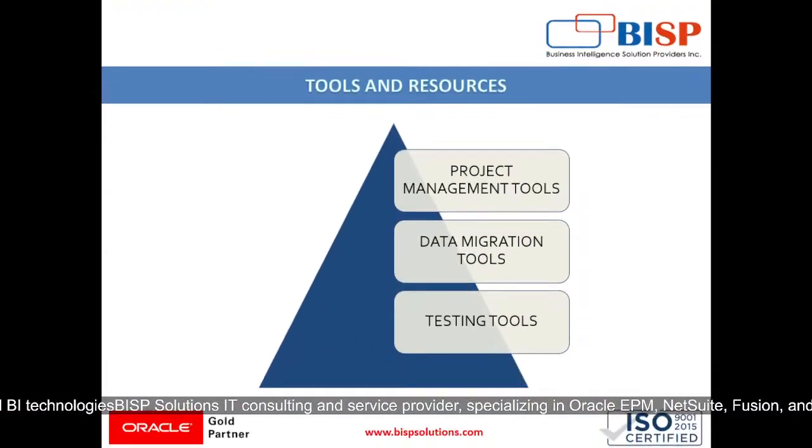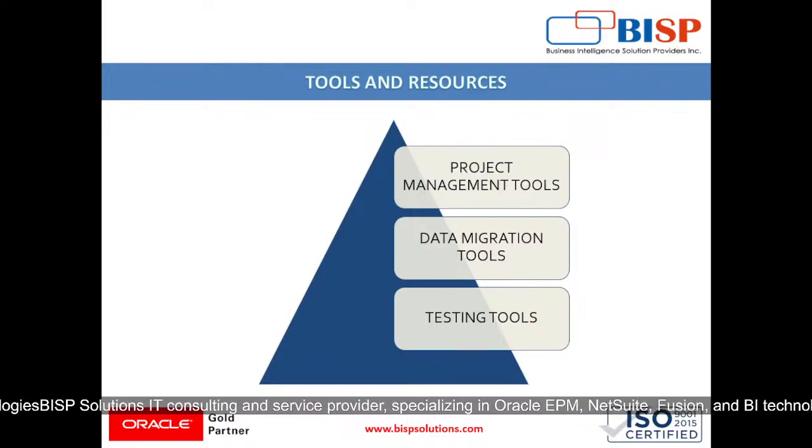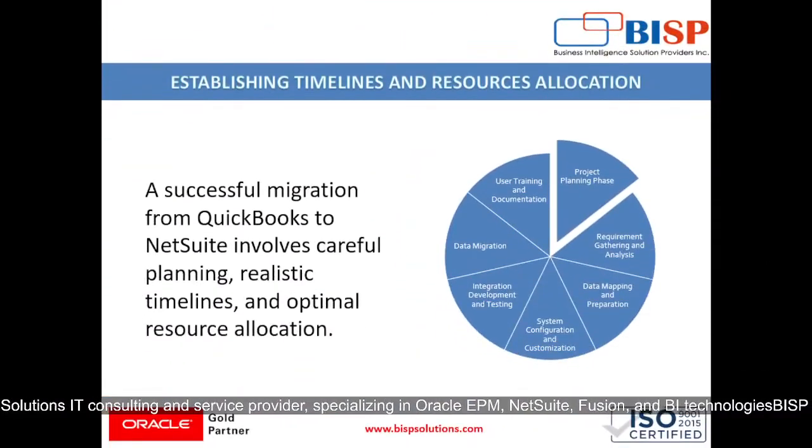Then tools and resources. Project management tools, where it covers Jira, Asana, or Microsoft Project for tracking milestones. Then second, migration tools, which is data migration tools, which is NetSuite CSV import assistant, or third party tools like Celigo or Boomi. Then last is testing tools, where QA tools like Selenium or manual scripts for UAT is done. Then establishing timelines and resource allocation.